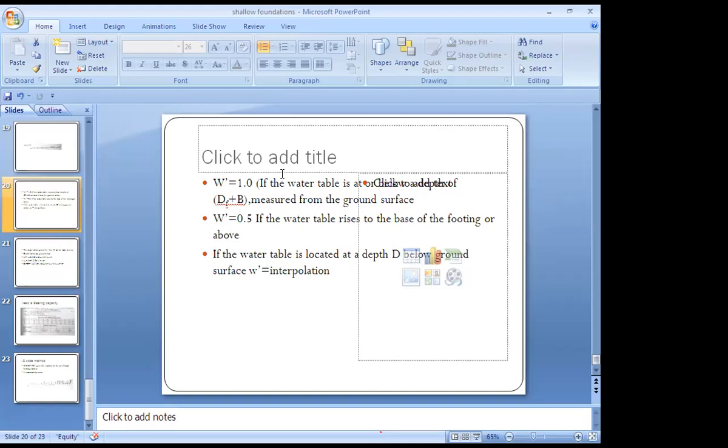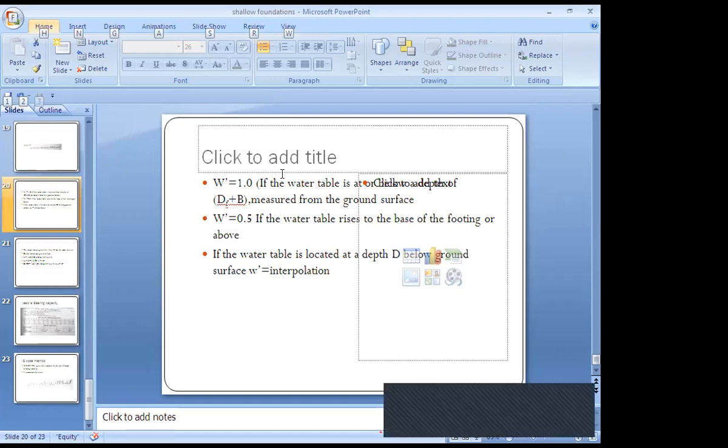So whatever theories we discussed, Terzaghi's theory, Meyerhof's theory, these theories are all about shear failure. Whatever we discuss from now onwards will be about the settlement criteria. So we'll start the settlement criteria.